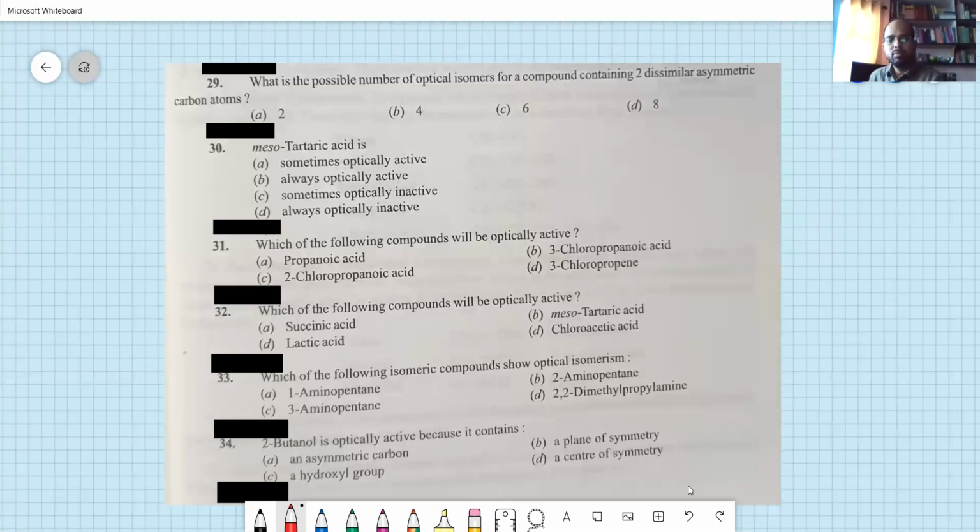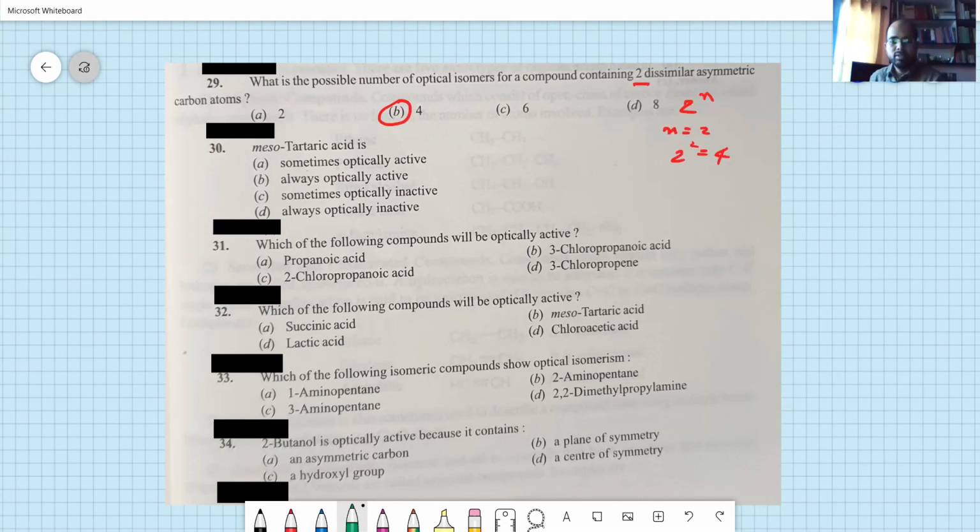What is the possible number? Earlier it was just a formula. Now it has become a substituted solved problem. What is the possible number of optical isomers for a compound containing two dissimilar asymmetric atoms? You have to take the earlier formula in which you wrote 2 power n. Because he is giving two dissimilar atoms, the formula is 2 power n. Here n is equal to 2. So it is 2 power 2 equal to 4. 4 is the right answer there. Okay.